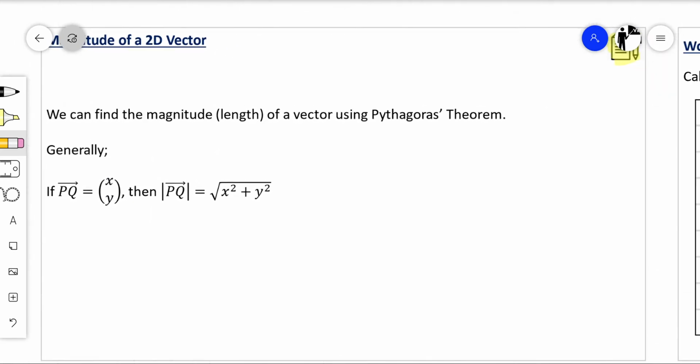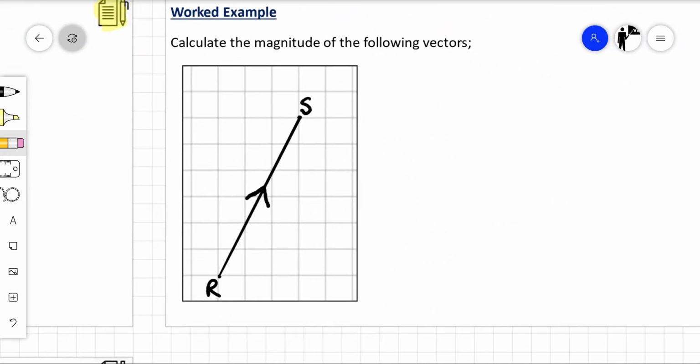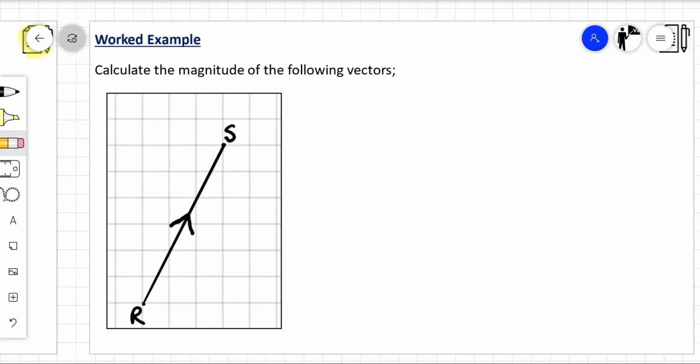Okay, we've got two examples to have a look at how we actually calculate it in practice. So this is our first worked example. It says calculate the magnitude of the following vectors. This is example 1. The icon's at the top right, so can you please copy down this diagram? Okay, let's have a look. So what have we got? We've got a vector that starts at R and it goes to S. I know that because the arrow is in this direction. That means I started my journey here and I went to here.